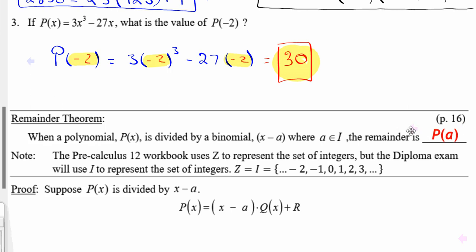So again, the way this is written, we have this x minus a as our divisor. So what value for x makes that 0? When x is equal to a, and so a is what we're plugging in place of x in the polynomial.